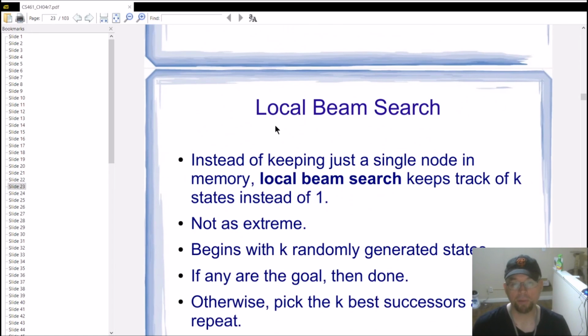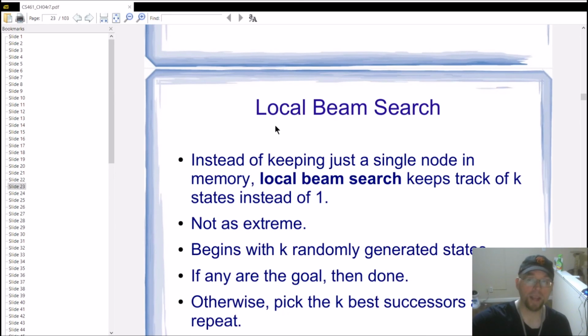Okay, so here's the thing. The big idea behind local beam search is you don't have just one current node. You have multiple. You have k current nodes. So instead of just one, you've got multiples, and the search is proceeding based off of all those multiple nodes.